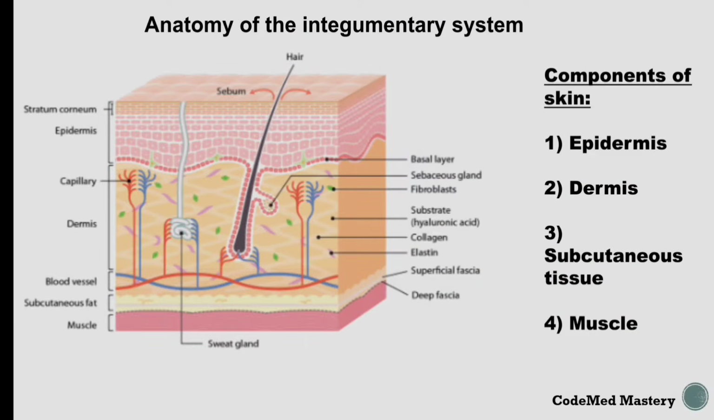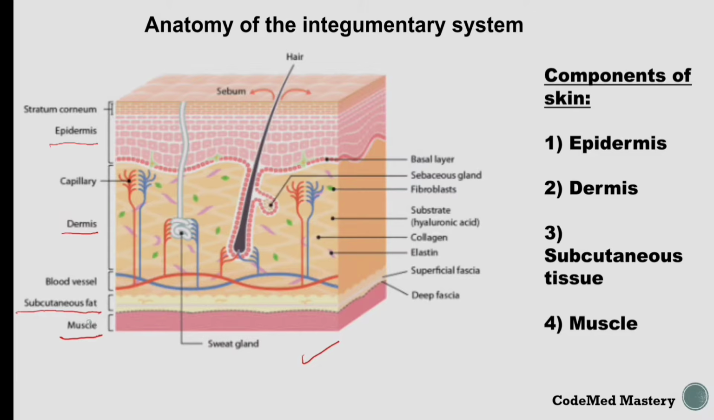Before studying the guidelines, let us learn anatomy of the integumentary system. This image is present in your ICD book as well as in your HCPCS book. Similarly, in your CPT book also, there is a diagram of the integumentary system at the beginning of the integumentary chapter. So let us look at the components of the skin. Skin involves epidermis, the outermost layer of the skin. Secondary, dermis. Third is subcutaneous tissue.